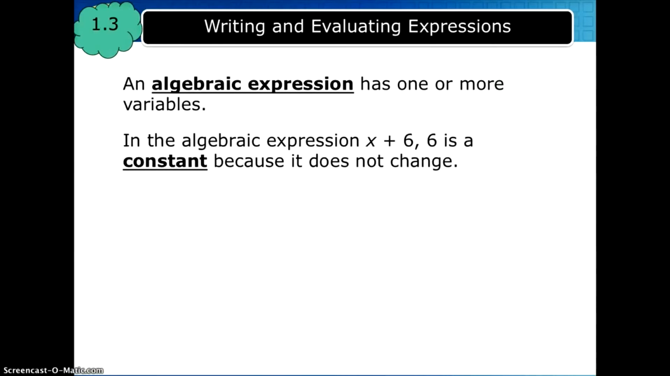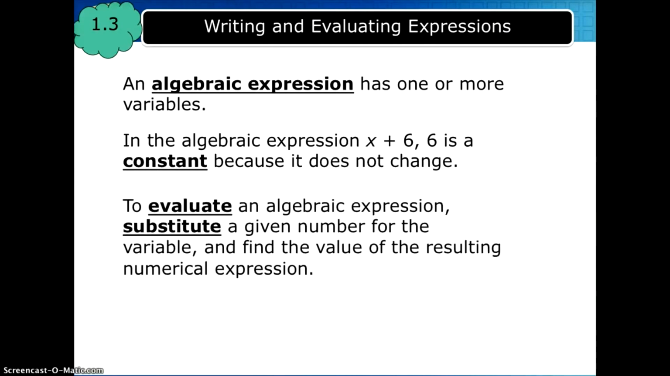An algebraic expression has one or more variables. In the algebraic expression x plus 6, 6 is a constant because it does not change. To evaluate an algebraic expression, substitute a given number for the variable and find the value of the resulting numerical expression. So as you can see, x is going to be the variable that's going to change. 6 is constant. It's an algebraic expression because it has at least one variable and no equal sign.